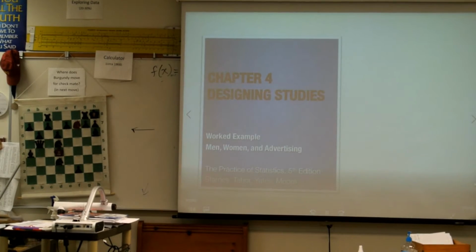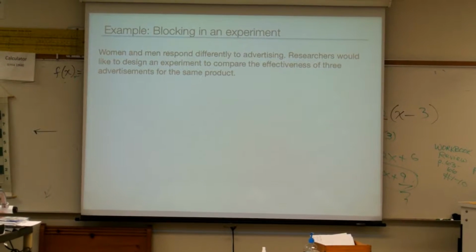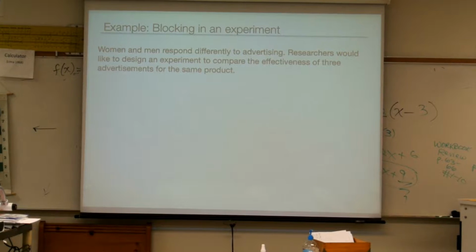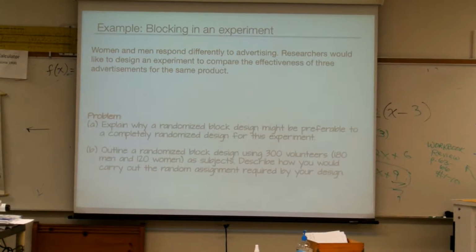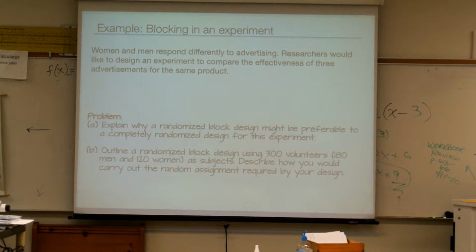In this example, we'll explore an experiment that involves blocking. Women and men respond differently to advertising. Researchers would like to design an experiment to compare the effectiveness of 3 advertisements for the same product. For this problem, we want to explain why a randomized block design might be preferable to a completely randomized design.